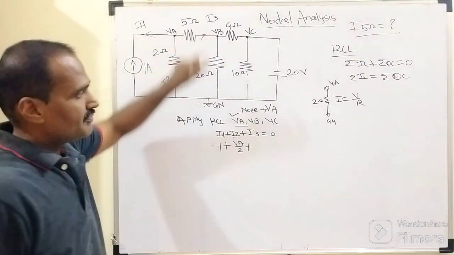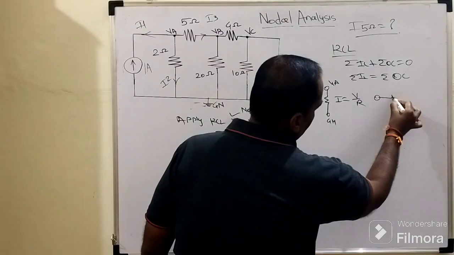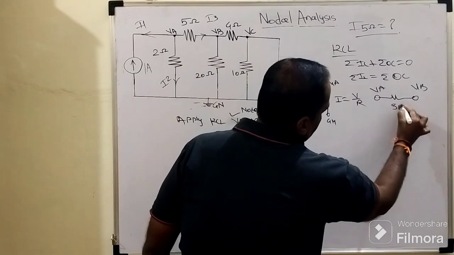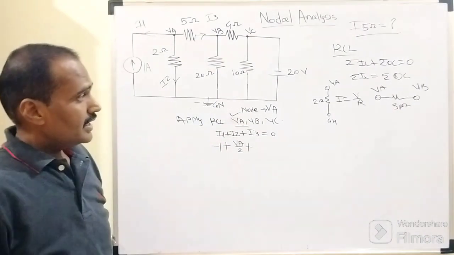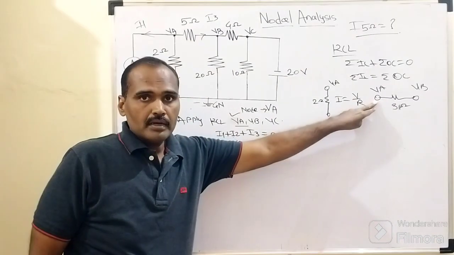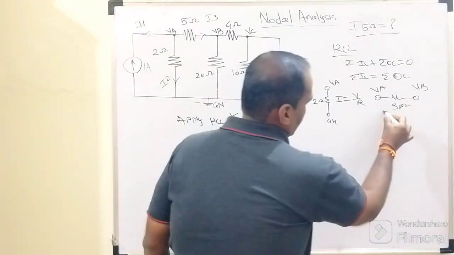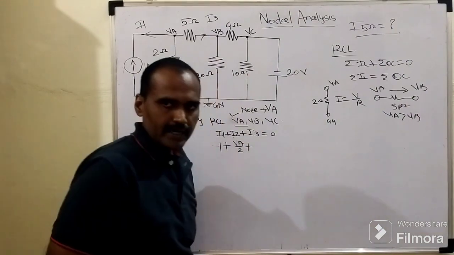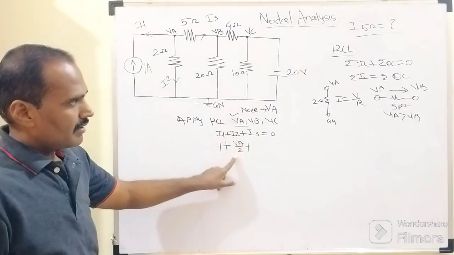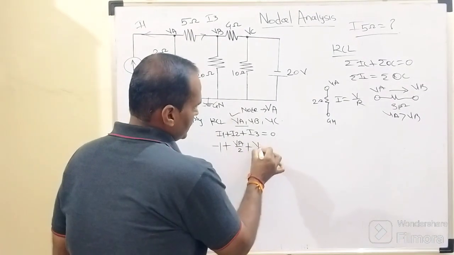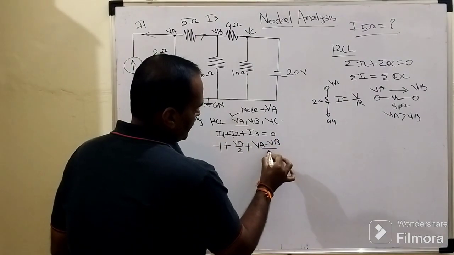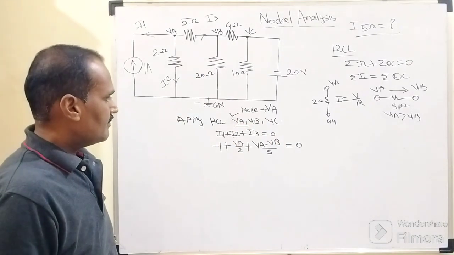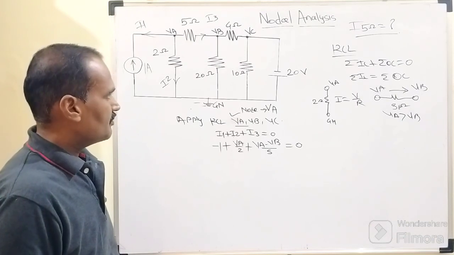What about I3? I3 is the current flowing through this 5 ohm resistor. It is connected in this horizontal arm like this. Here VA, VB, and this resistor is 5 ohm, right? When we apply Kirchhoff's current law at that first node, VA is greater than VB, obviously. How is the current considered? Outgoing, right? So the current equation will become V by R, where V is the difference between these 2 voltages: VA minus VB divided by 5 equals 0.